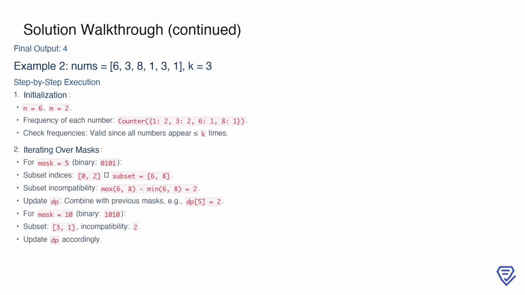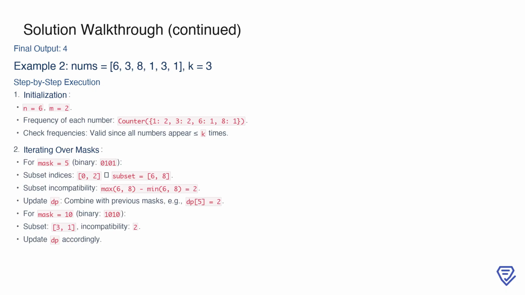Here, n equals 6, so m equals n // k equals 2. The frequency count of the array shows that no number exceeds k occurrences, so the division is valid. For a mask like 5, binary 0101, the subset 6, 8 has an incompatibility of 2, which is then used to update the DP table.